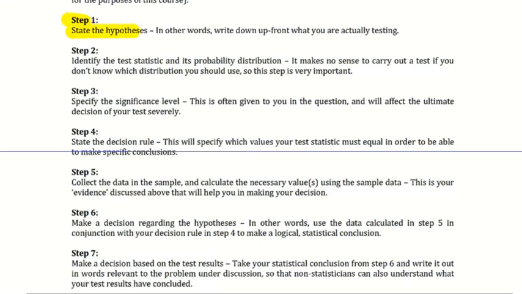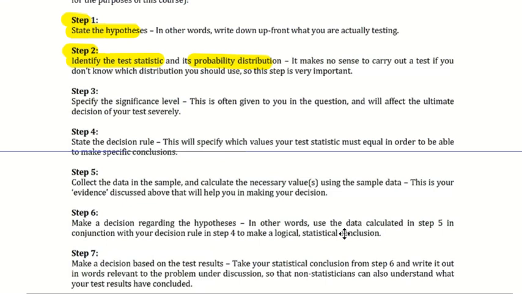Step 1, state the hypothesis. In other words, what am I actually testing? Step 2, identify the test statistic, and this should make sense to you now, guys, after we've done Learning Module 4. What is the probability distribution? Is it a normal distribution? Is it a chi-squared distribution?